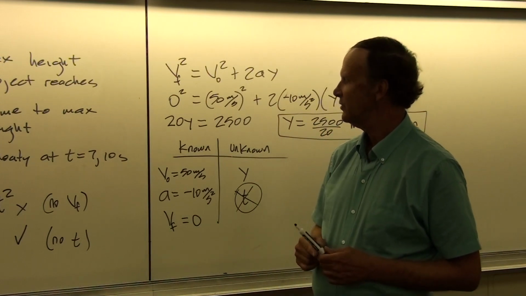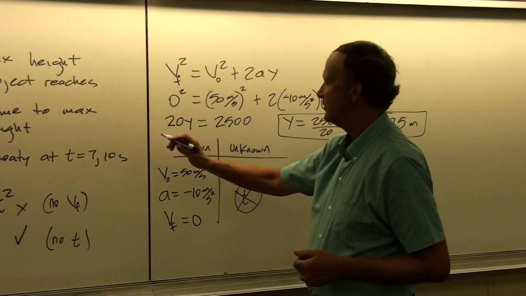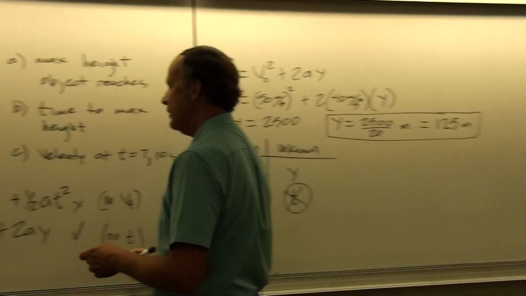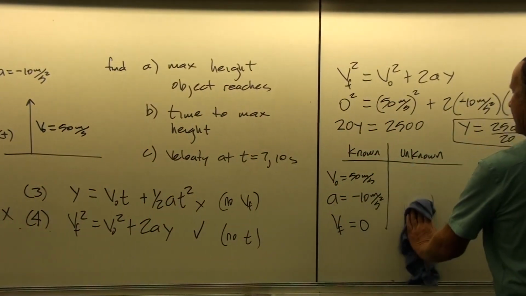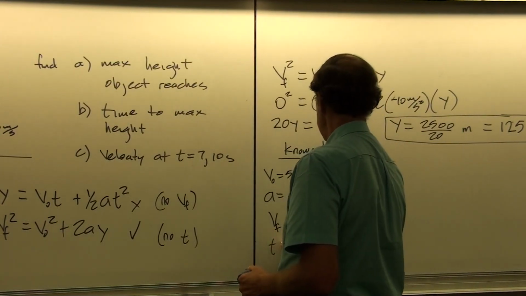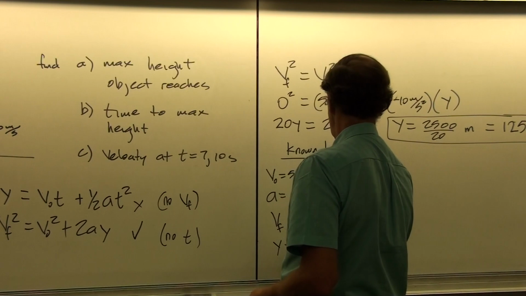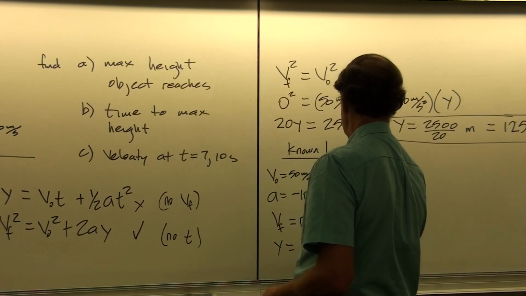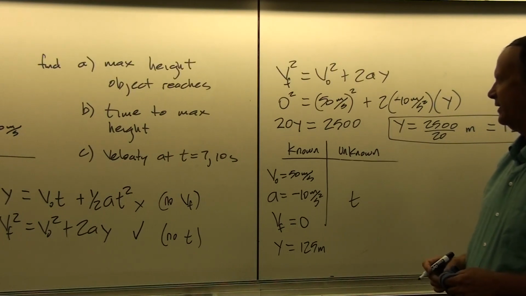Okay, so that gets us through the first part of the problem, and we now know what y is. Now in the second part, we want the time to the maximum height. So I can revise my known-unknown table and write here y is 125 meters. And then we'll solve for the time to the maximum height.